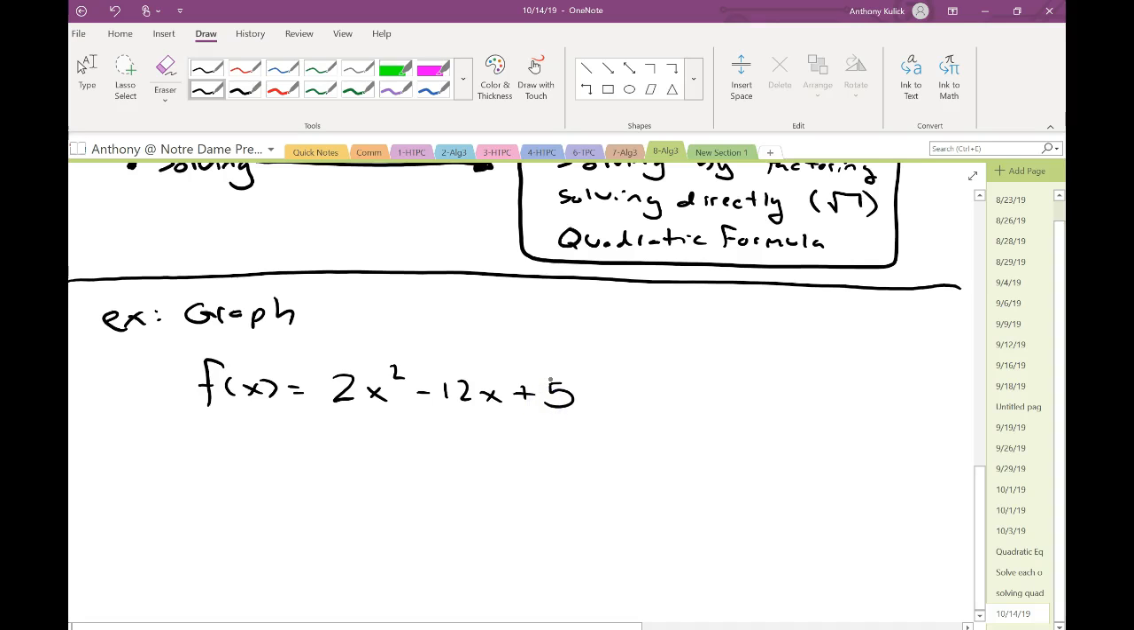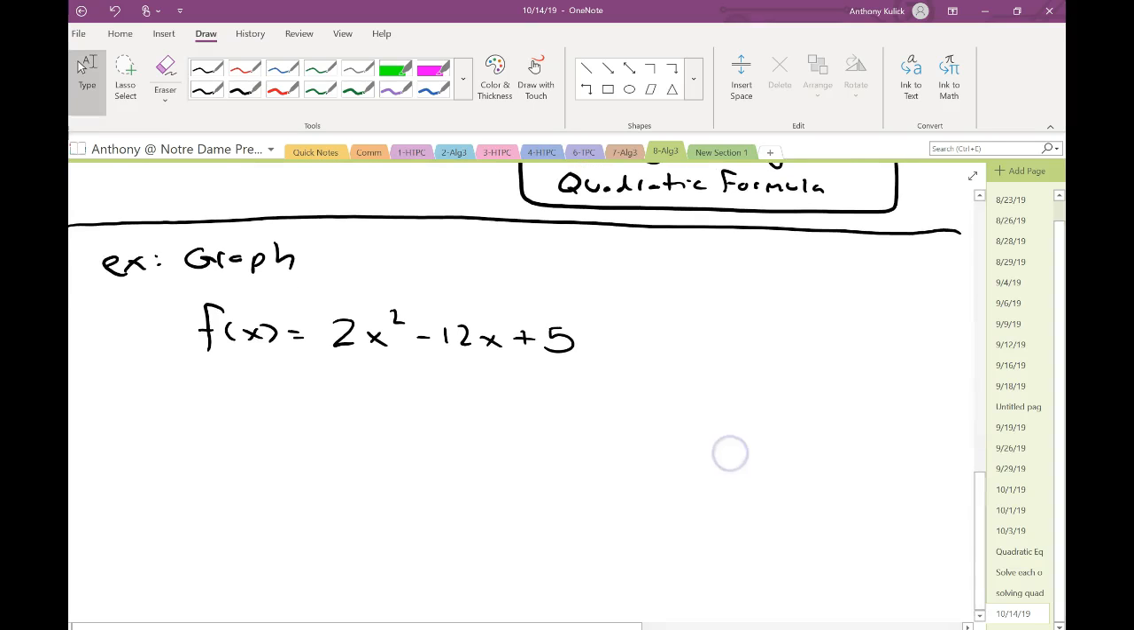So let's say we want to graph 2x squared minus 12x plus 5. First thing I'd want to do is identify what form I'm working in. Is this vertex form, intercept form, or standard form? It's standard form. Okay. So for standard form, I know that I can calculate the x-coordinate of the vertex by doing negative b over 2a. So in this problem, what are my values for a, b, and c?